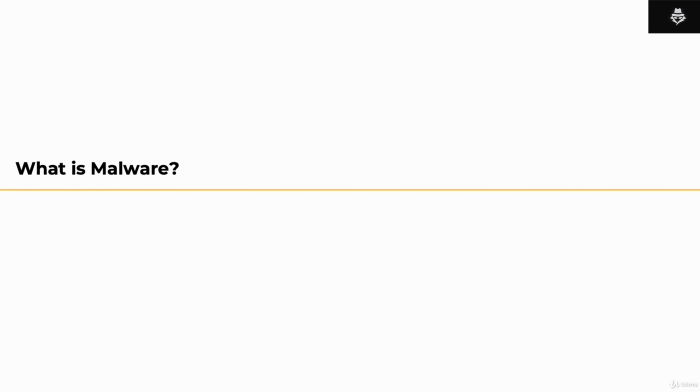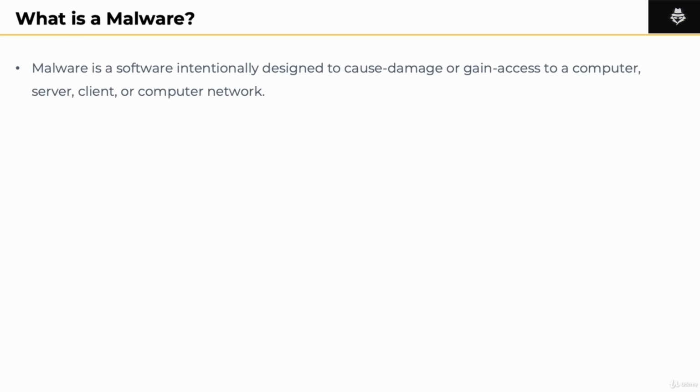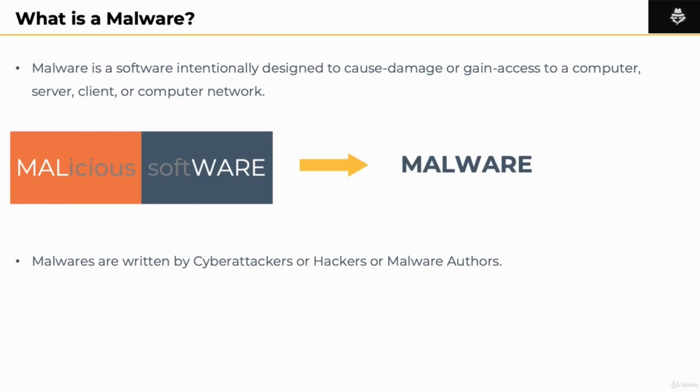Let us begin by understanding the definition of a malware. Malware is a software intentionally designed to cause damage or gain unauthorized access to a computer. It is derived from two words, malicious and software. These malicious programs are written by cyber attackers, or more precisely, in case of a malware, they are called malware authors. More than 300,000 new malwares are created every day.